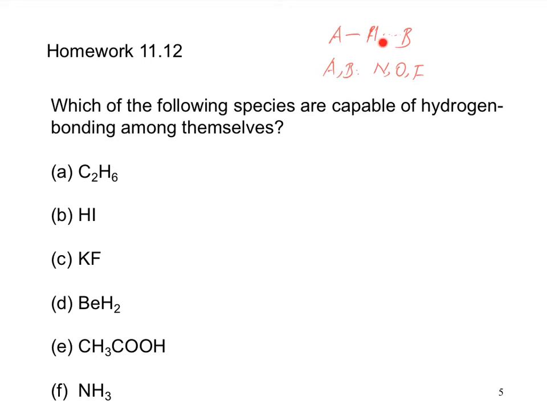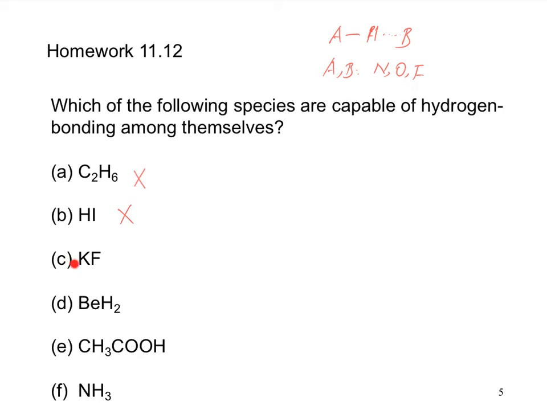Let's look at this. We have hydrogen, yes. Do we have a nitrogen, oxygen, or fluorine? Not at all. So therefore, no, we cannot have hydrogen bond. The next one, hydrogen iodide, HI. Yes, we do have hydrogen. But do we have any of this nitrogen, oxygen, fluorine in hydrogen iodide? Of course not. So therefore, we cannot have hydrogen bond in this species as well.